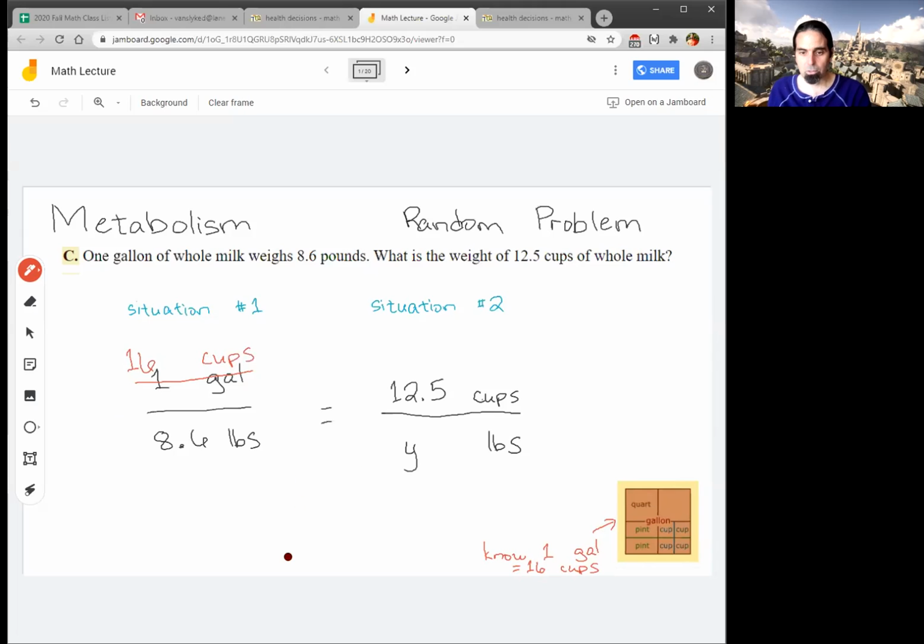And now we're good. So if you've been waiting to write things because I told you to, then now we can write this. We have cups on top and it matches. We have pounds on bottom and it matches. One situation is on the left side, the other situation is on the right side.